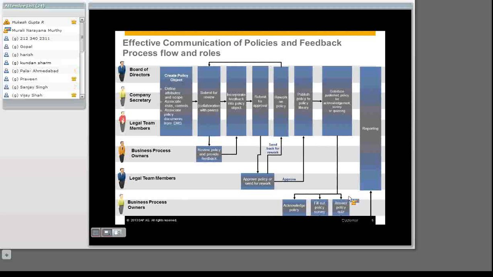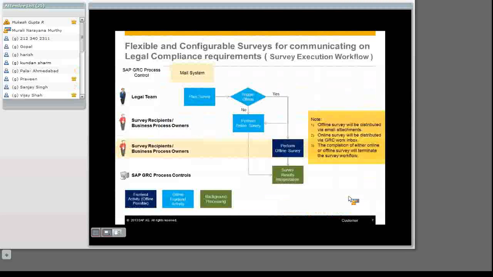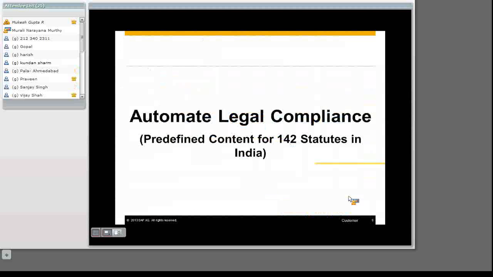So policy management is an integral part of our solution at the moment, and so are surveys. For example, if you typically want to do surveys, you could very well have these consumed as a part of the process controls tool. So what have we done here? Process controls typically acts as a whistleblowing tool, to help you understand where those control deviations are. We also offer through one of our partners, Bosch, predefined content for about 142 statutes as applicable in India.